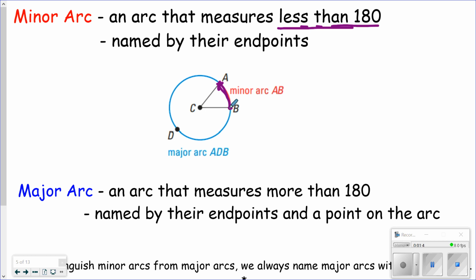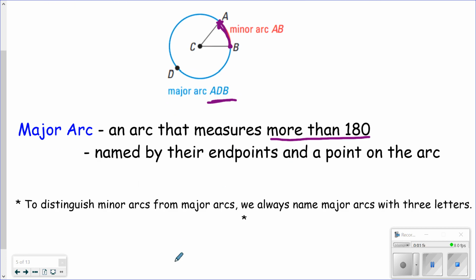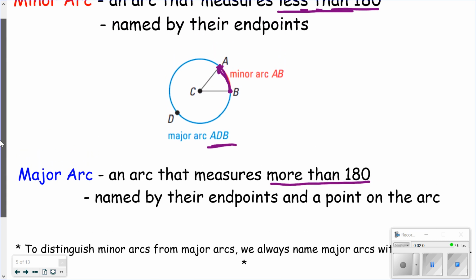A major arc. A major arc is an arc that measures more than 180 degrees, and we name them by their endpoints, and we actually use 3 points here. So to distinguish between minor arcs and major arcs, we always name major arcs by using 3 letters. So if we look at our example here, this is arc ADB, and remember order matters, so that letter D has to be in between.